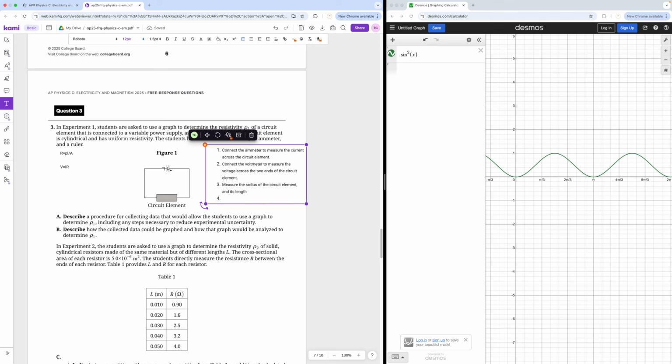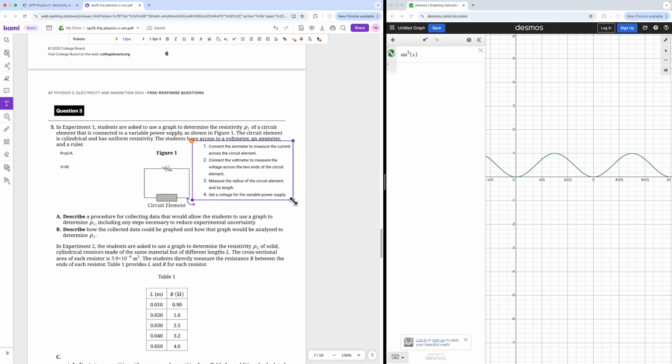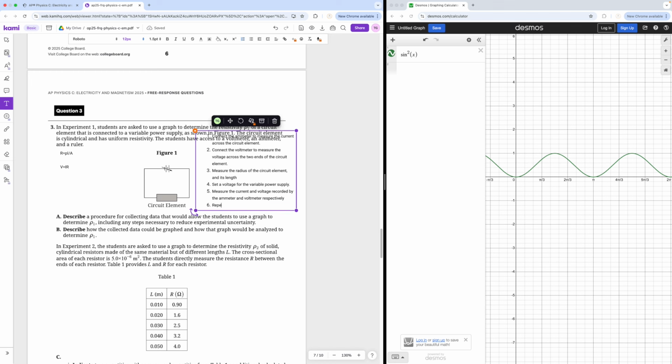And now number 4, set a voltage for the variable power supply. Number 5, measure the current and voltage recorded by the ammeter and voltmeter respectively. And once we have this, all we're going to be doing is repeat steps 4 to 5 for varying voltages.